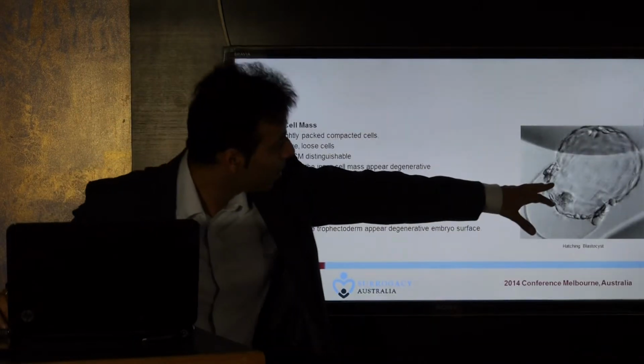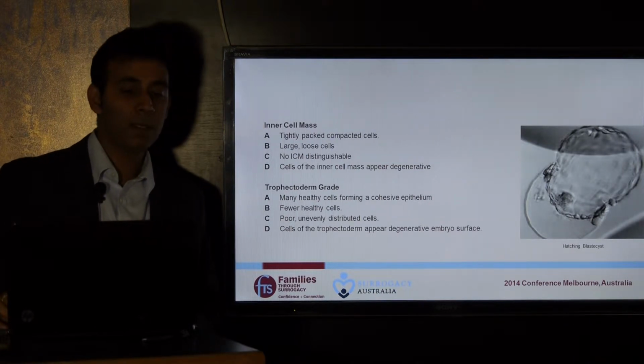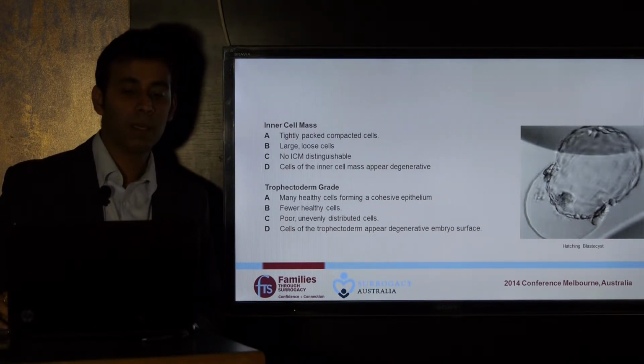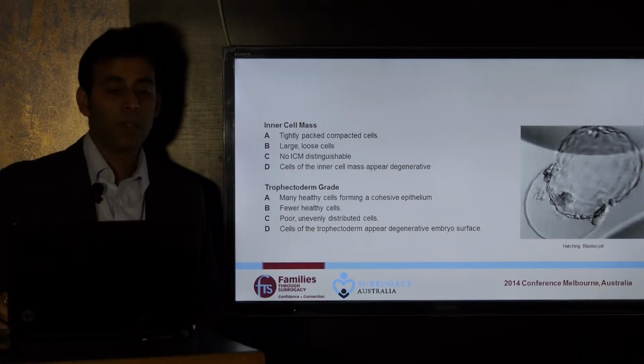As you can see here, this is a hatching blastocyst. The inner cell mass should be tightly packed with compacted cells. This is a sign of a grade A blastocyst.